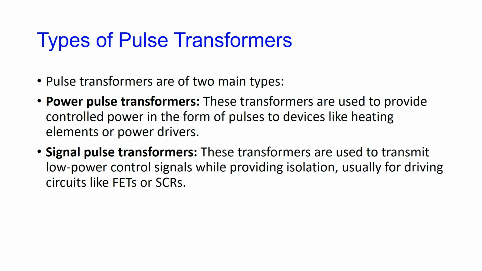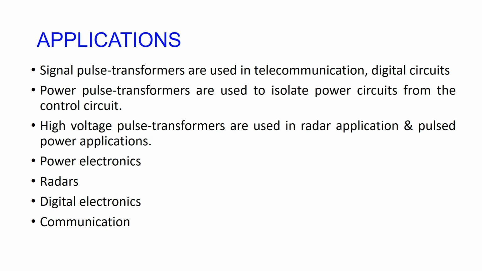There are two types of pulse transformers. One is called a power pulse transformer and the other is called a signal pulse transformer. A power pulse transformer is used to provide controlled power in terms of pulses, whereas signal pulse transformers are used to drive FET and SCR circuits. What we have seen as the example is the SCR driving circuit, which is a signal pulse transformer.